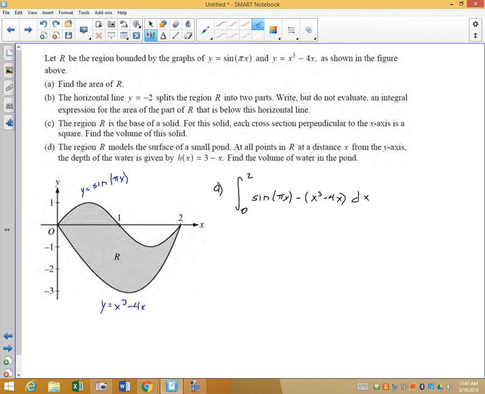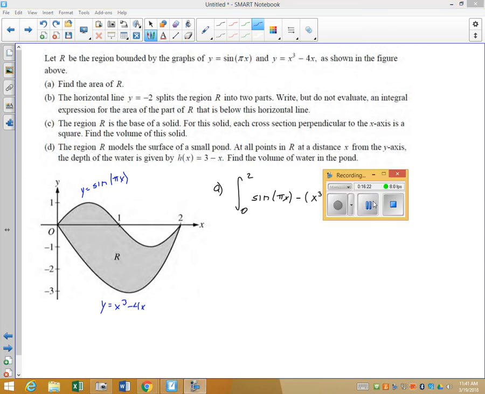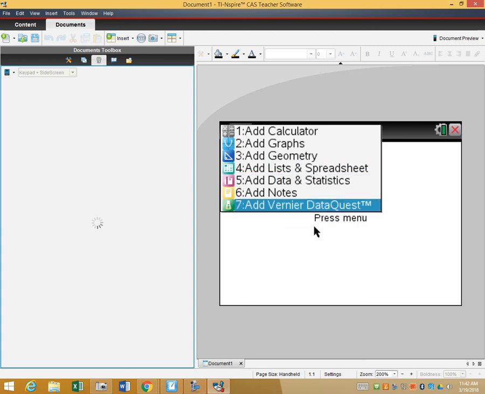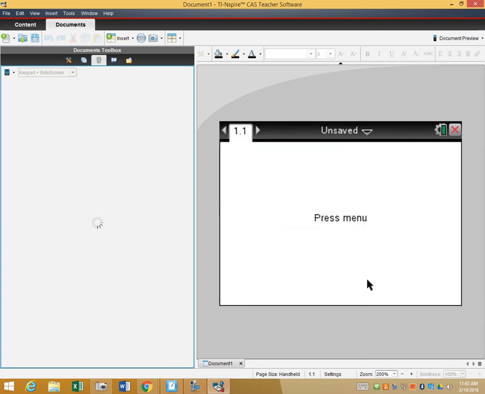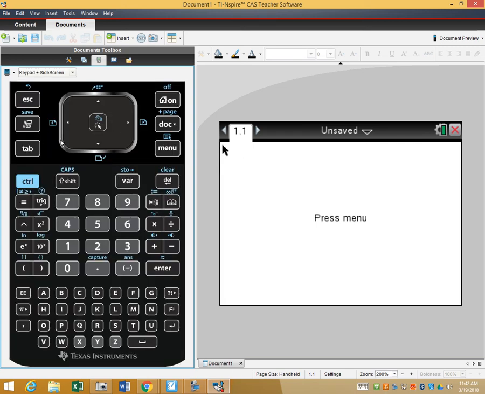So do we have an answer for this one? Has anybody punched it in yet? We do know how to do this in the calculator, right? I'm going to go ahead and fire up my calculator too and get this thing going. Let's pause the recording. Where's my menu? Escape. There we go. All right.